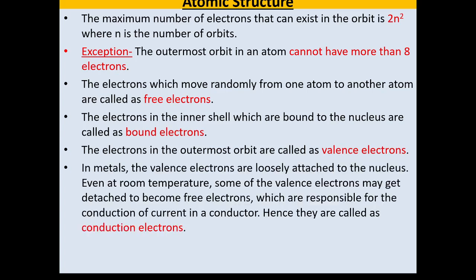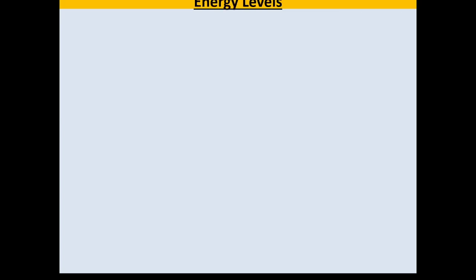In metals, valence electrons are loosely attached to the nucleus. So even at room temperature, if a certain amount of energy is supplied, these valence electrons may get detached. That is, they get removed from the atom and become free. And such free electrons constitute current. Hence, these are also called conduction electrons.